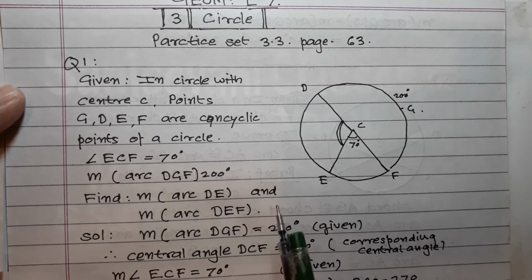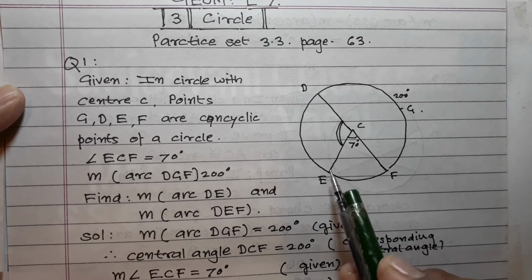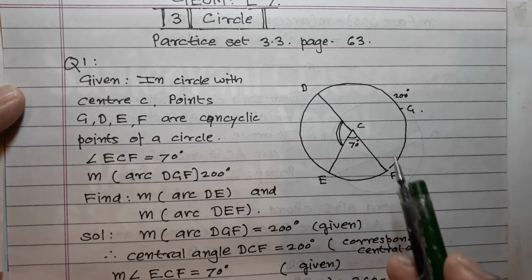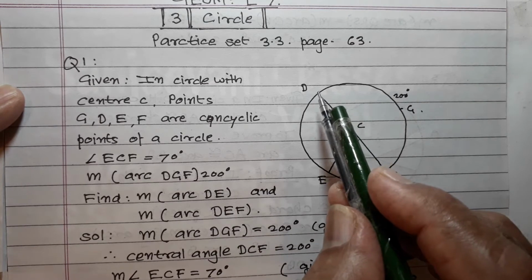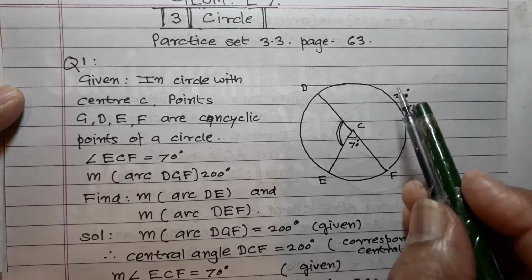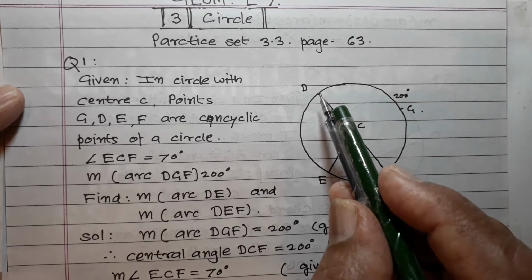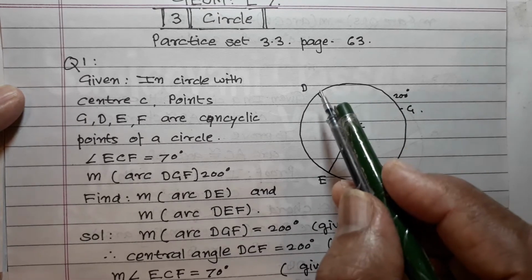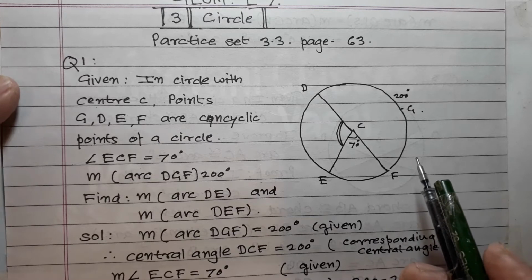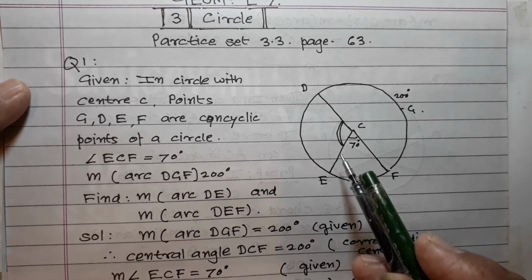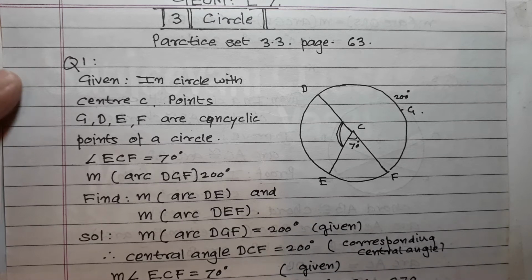Okay. Now this is a circle with center C. This angle ECF is equal to 70 degrees and major arc DGF is equal to 200, given. Now find this major arc DE and major arc DEF. Okay. Then first I will explain, and then we'll go through this example.